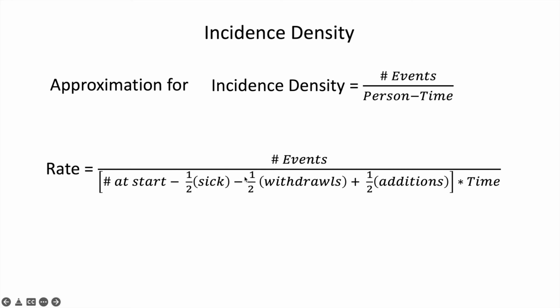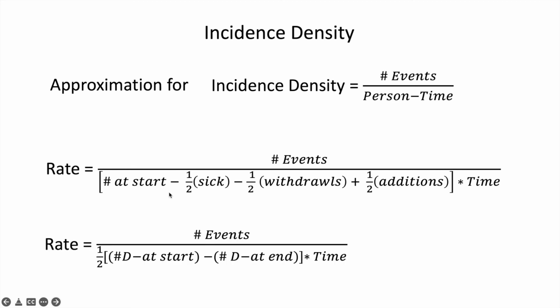And we're saying that each of these things is happening, on average, about halfway through the study. Another one is just the number of disease negative at the start minus the number of disease negative at the end times 2. That's like the average number in the study times time. And these are very crude approximations that are worth talking about, but at the same time, I don't think they would be justified in most real scenarios.